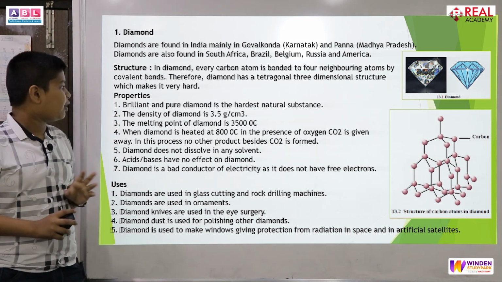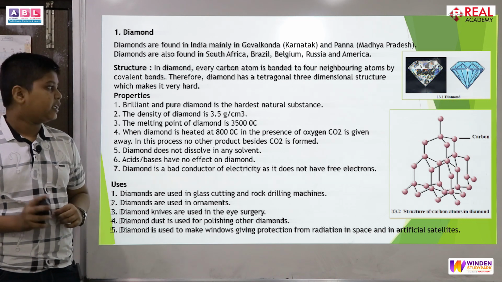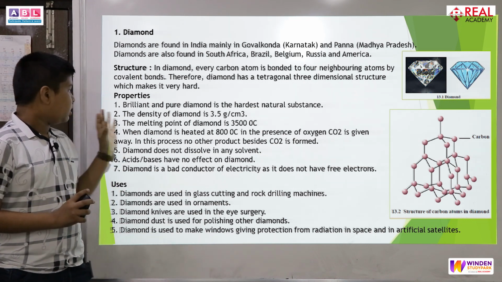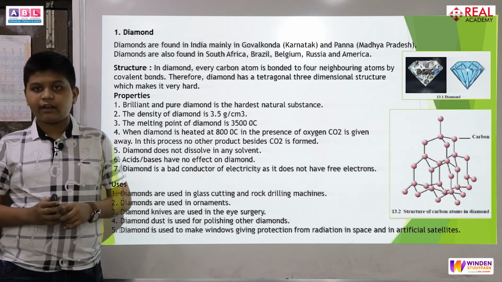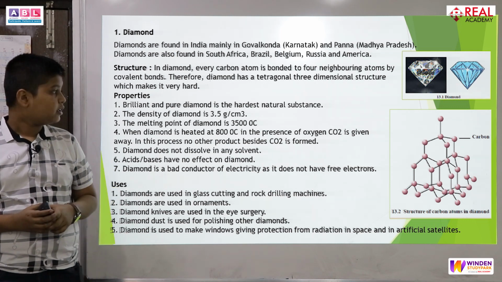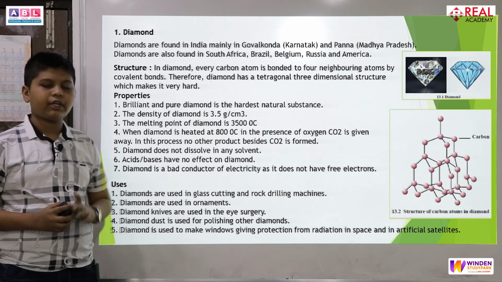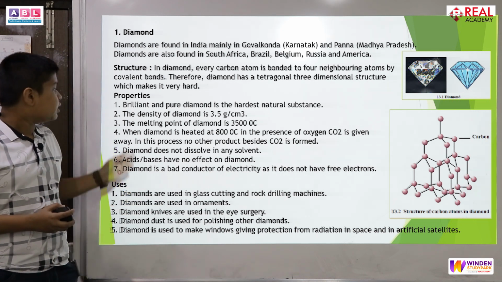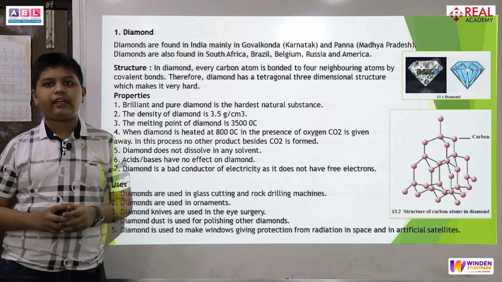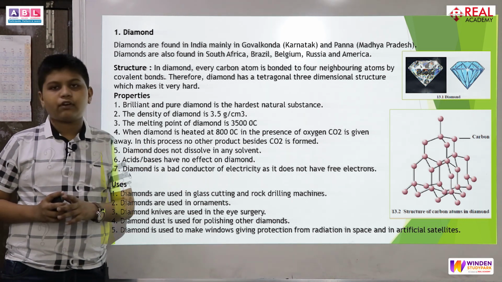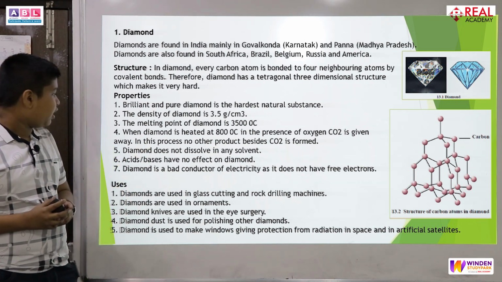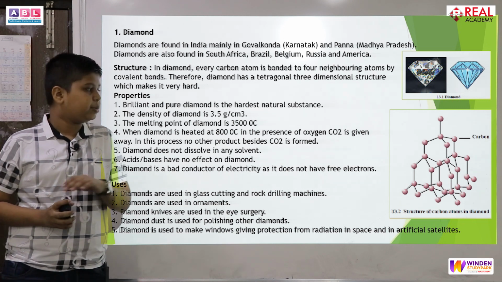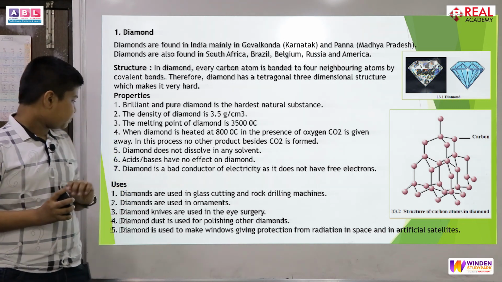Properties of diamond: it is brilliant and pure diamond is the hardest substance in nature. The density of diamond is 3.5 gram per centimeter cube. The melting point of diamond is 3500 degrees Celsius. When diamond is heated at 800 degrees Celsius in the presence of oxygen, CO2 is given away. In this process, no other products besides CO2 are formed.